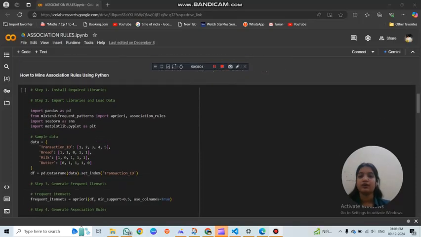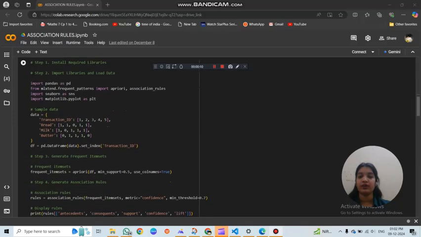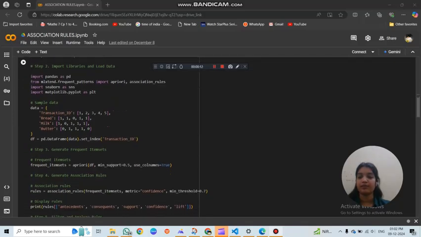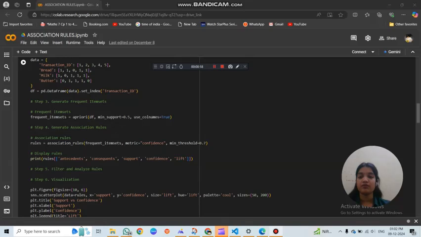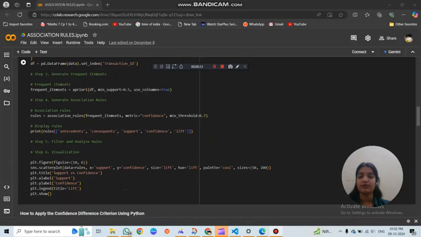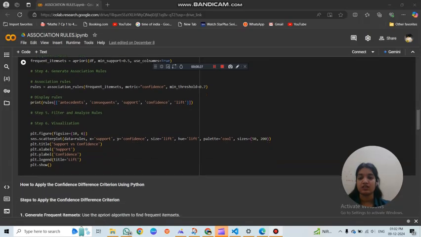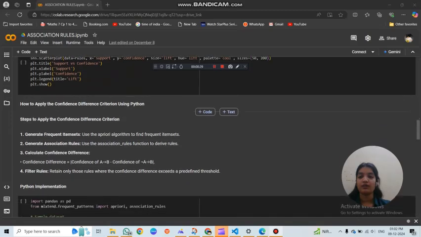So let's see how to mine association rules using Python. Step number 1, install required libraries. Step number 2, import libraries and load data. This is our sample data. Step 3, generate frequent item sets. This is our frequent item set. Step 4, generate association rules. Display the rules. Step number 5, filter and analyze rules. Step number 6, visualization.